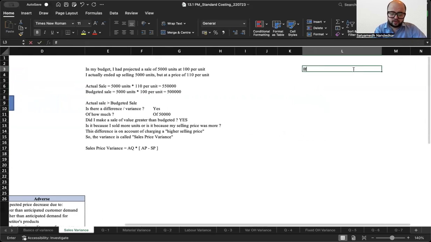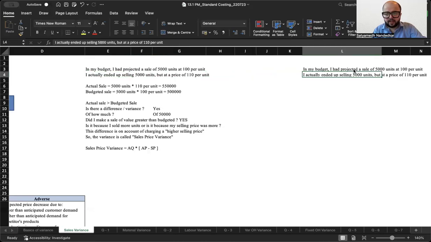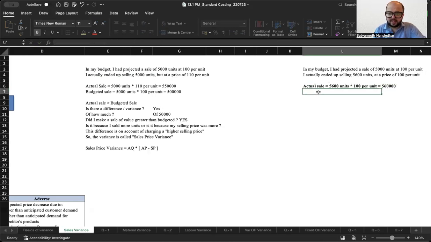Now let's have another situation. In my budget, I had projected a sale of 5,000 units at 100 per unit, but I actually ended up selling 5,600 units at a price of 100 per unit. I sold more units than planned. So what is the actual sale? Actual sale is 5,600 units into 100 per unit. How much is this? 5,60,000.